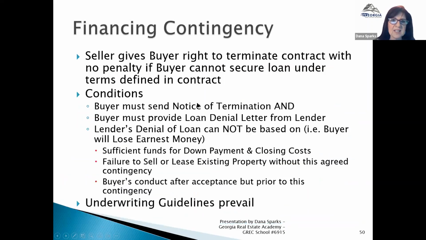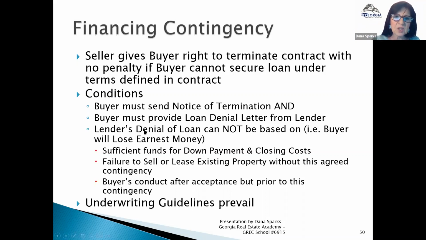We've talked about the financing contingency. Just so you know, though, in the financing contingency, if a buyer cannot convince a lender to lend them the money, they have to send notice of termination based on the financing, and they have to prove it with a loan denial letter. However, there's very specific information that must be included. The loan denial letter must be a denial of the loan as described in the contract, and it has to be a denial based on standard underwriting criteria.